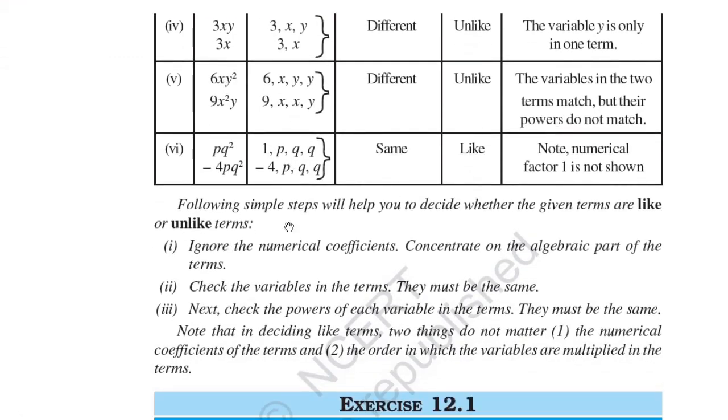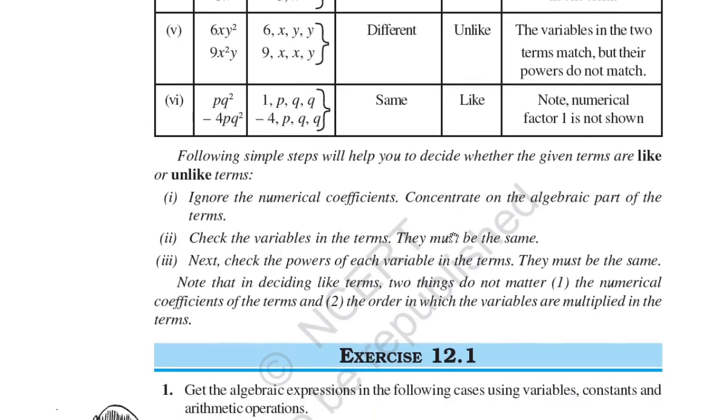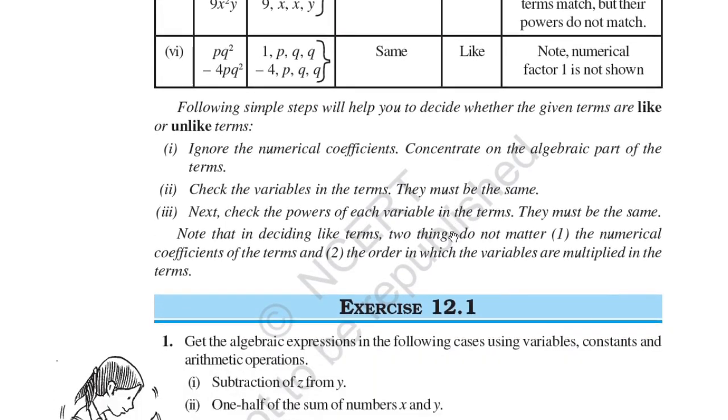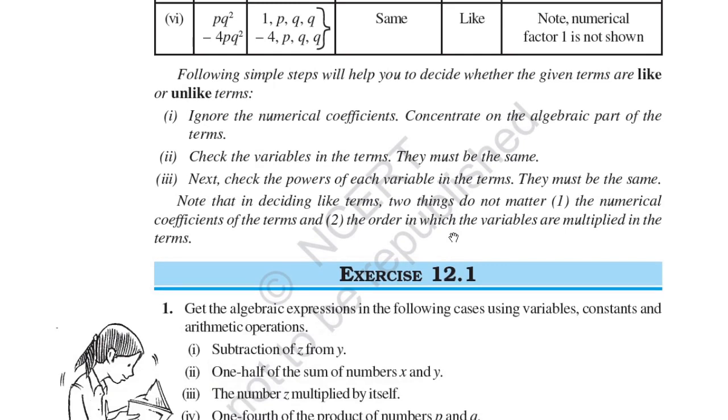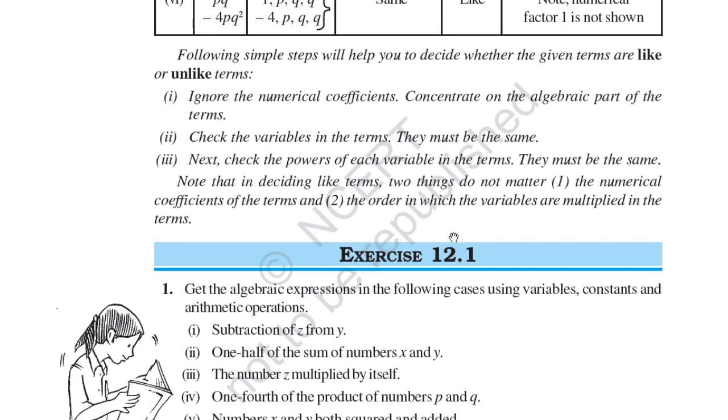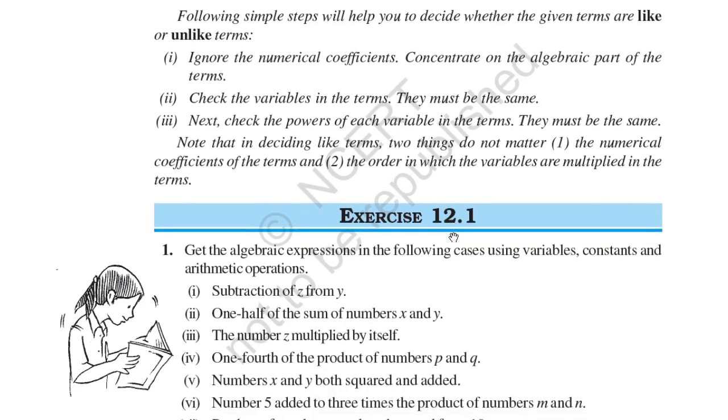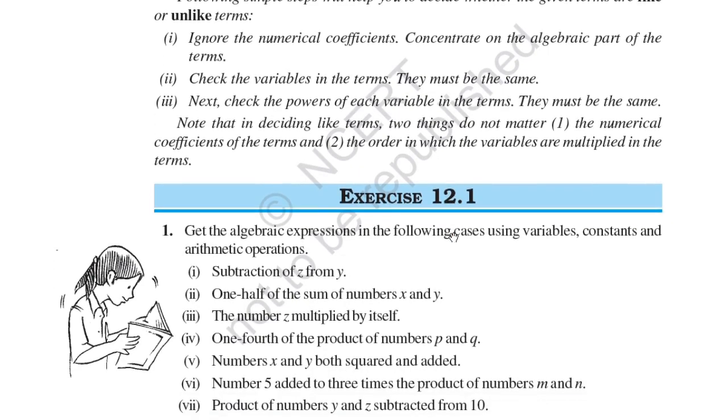Following simple steps will help you to decide whether the given terms are like or unlike. Ignore the numerical coefficient and concentrate on the algebraic part of the term. So you should always concentrate on the algebraic part of the terms. Check the variables in the terms, they must be the same. Next, check the power of each variable in the terms. They must be the same. Note that in deciding like terms, two things do not matter: one, the numerical coefficient of the term, and second, the order in which the variables are multiplied in the terms.